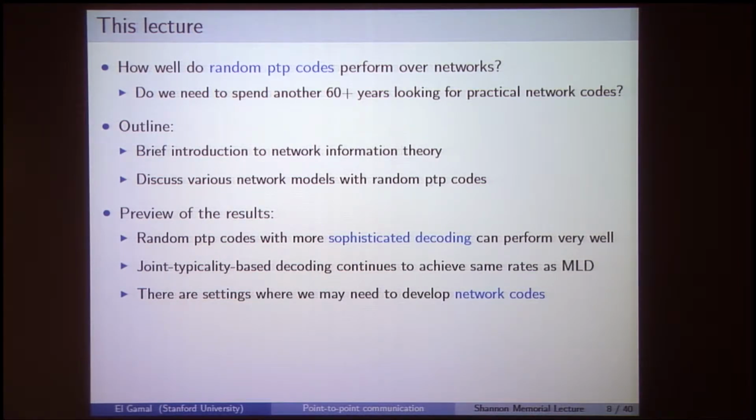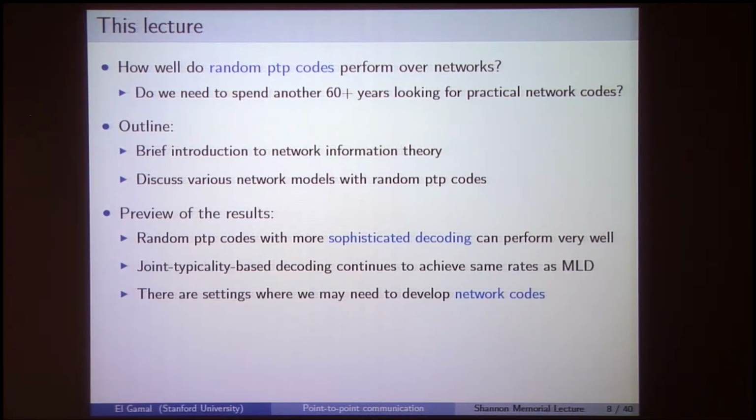We will find that random point-to-point codes with more sophisticated decoding than what we use today can perform very well. And so in some sense, we're doing fine with the codes, but we're not doing fine with decoding them. We'll also find that joint typicality-based decoding continues to achieve the same rates as the optimum maximum likelihood decoder. But we will also find that there are settings where we may need to develop network codes.